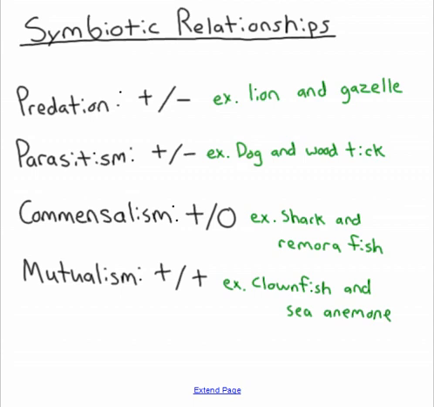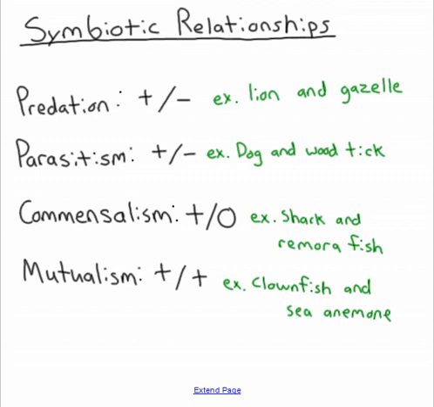Commensalism, one organism is benefited, the other one does not mind. This is the shark and the remora fish. The remora fish latches onto the shark to get a free ride. The shark does not care that the remora fish is on them. So it's good for the remora fish, free transportation. Shark doesn't care, so it gets a 0.